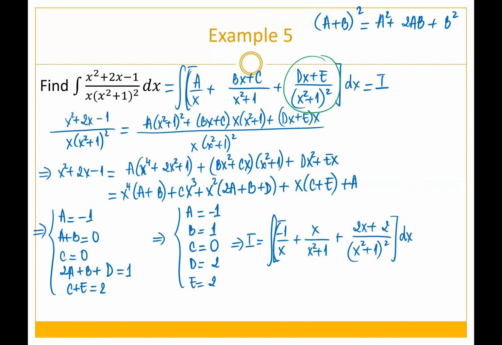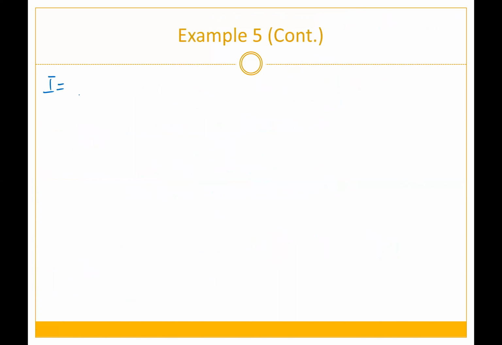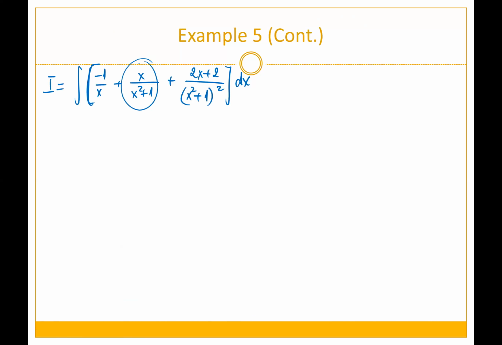Now, I will go to the next slide to solve this because it's kind of complicated. So I equals negative 1 over x plus x divided by x squared plus 1 plus 2x plus 2 divided by x squared plus 1 squared dx. Now, the first one should be easy. It's just ln of x, so I wouldn't care about that. Now, the second one, can anyone tell me what you think it is? It's actually very simple. Don't overthink it. How do you solve the second integral?